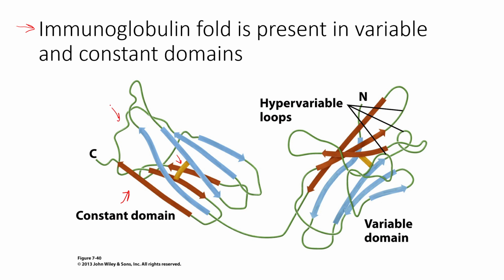You can also see on either side of the sandwich the loops that are connecting the beta strands. For a constant domain, the primary sequence of this whole structure is fairly constant, hence the name constant domain. In a variable domain, it's a little bit different. Our variable domain still contains our beta sandwich with our two anti-parallel beta sheets connected by loops. But the loops in this case are what we call hypervariable. And this means we have a huge variety of different amino acid sequences contained in those loops.